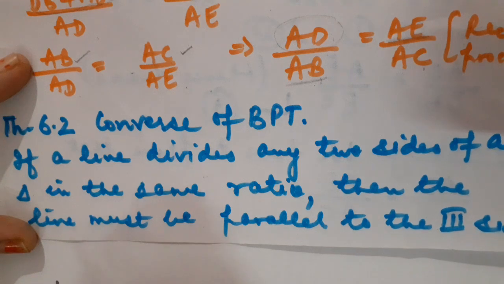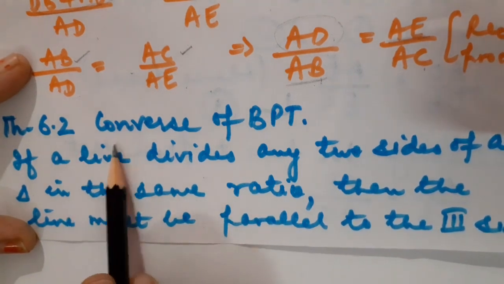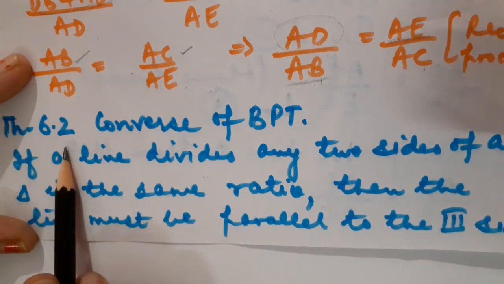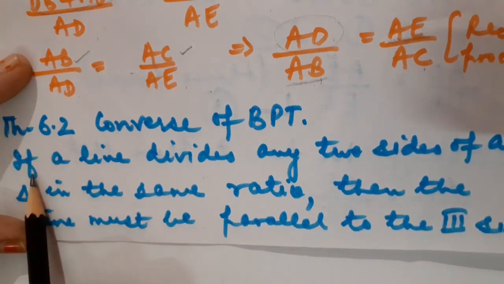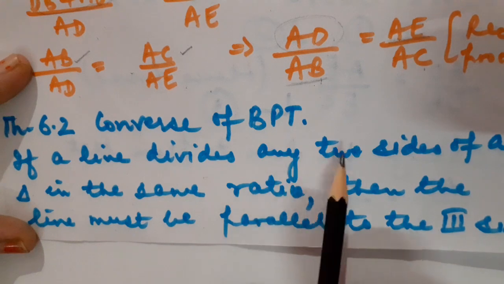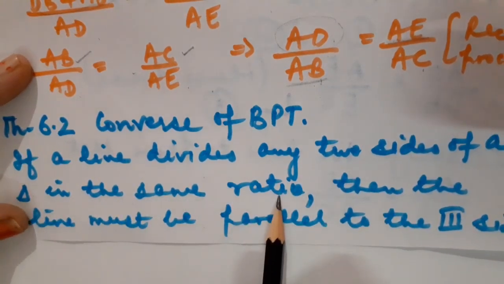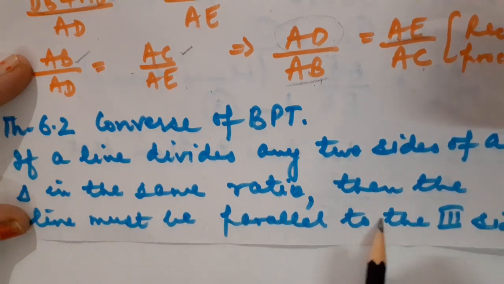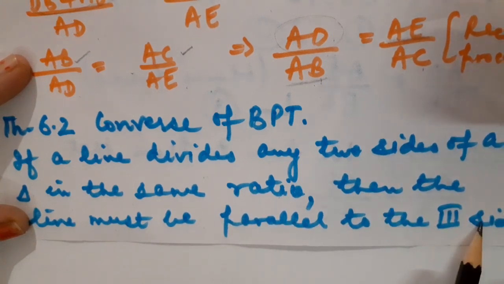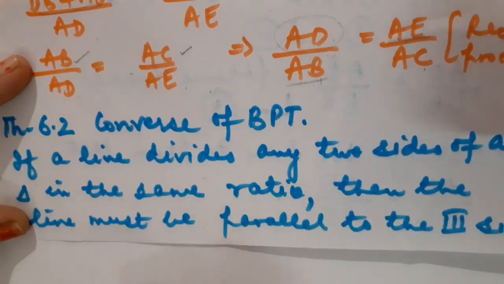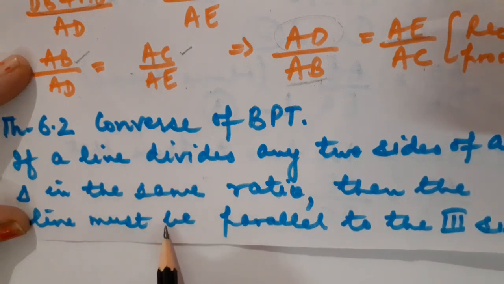Now children, let us recall its converse. Converse of basic proportionality theorem. This is theorem number 6.2 in your NCERT book. If a line divides any two sides of a triangle in the same ratio, then the line must be parallel to the third side. But according to the basic proportionality theorem, we had been given that a line which is parallel to the third side is going to divide the other two sides of a triangle in the same ratio.